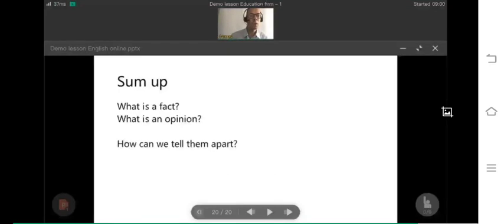And then sum up. So I expect the students now to be experts. What is fact? What is an opinion? And how can you tell them apart?